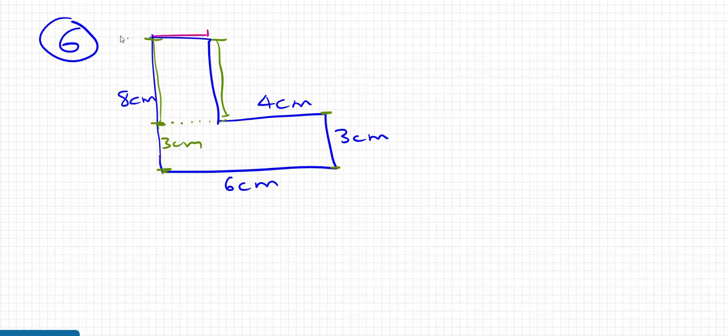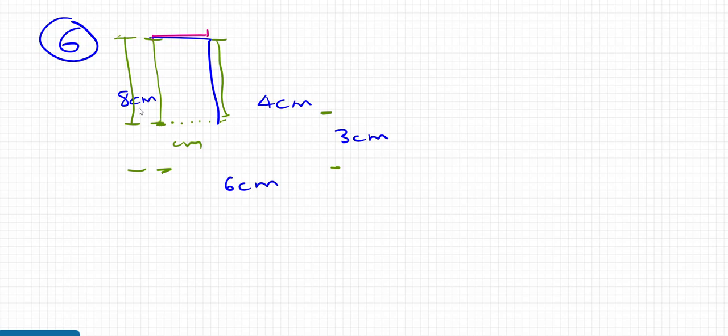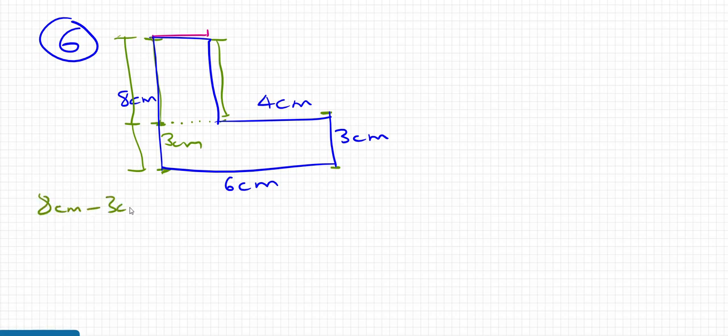So if the whole thing is 8 centimeters, and I subtract that 3 centimeters, I'll be left with, whoop, didn't work. I'll be left with that part there. So all I have to do for this length here is go, the whole thing was 8 centimeters minus that 3 centimeters. 8 minus 3 leaves me with 5 centimeters. So this length from here to here is 5 centimeters.